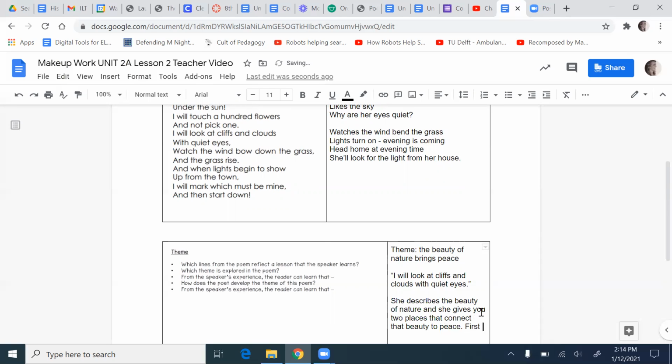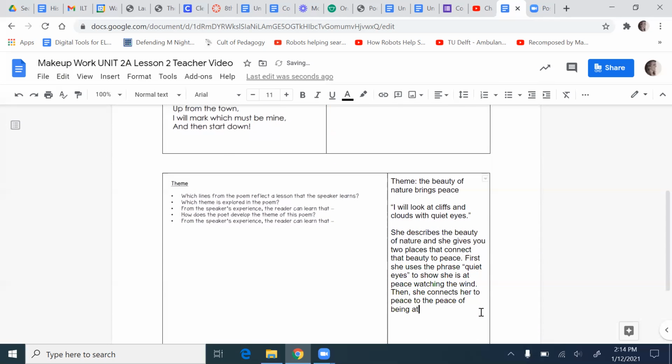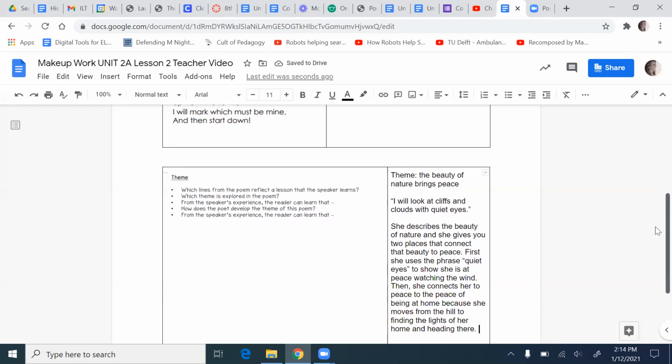Okay. First, she uses the phrase quiet eyes to show she is at peace watching the wind. Then she connects her peace to the peace of being at home, because she moves from the hill to finding the lights of her home and heading there. Okay, now look, we could argue about this. You can always argue about a poem.